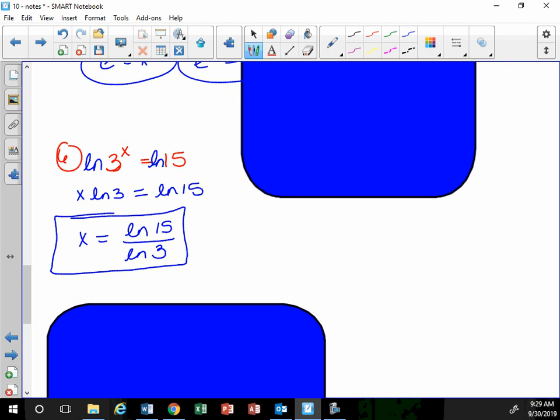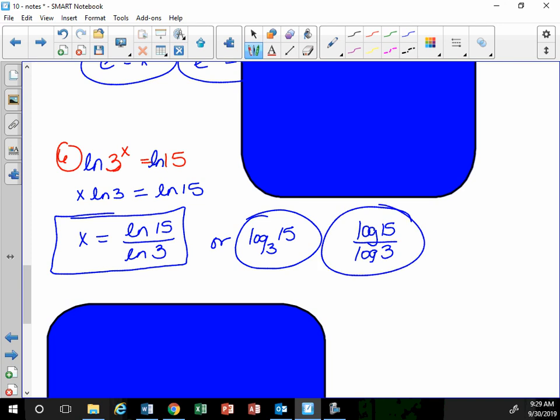Other ways that you could end up with this written. Do you guys see how that's the same as the change of base that we were doing at the beginning of class? So that's actually log base 3 of 15. I would take that. You could have had log of 15 over log of 3. That would work. Lots of different things are okay here.